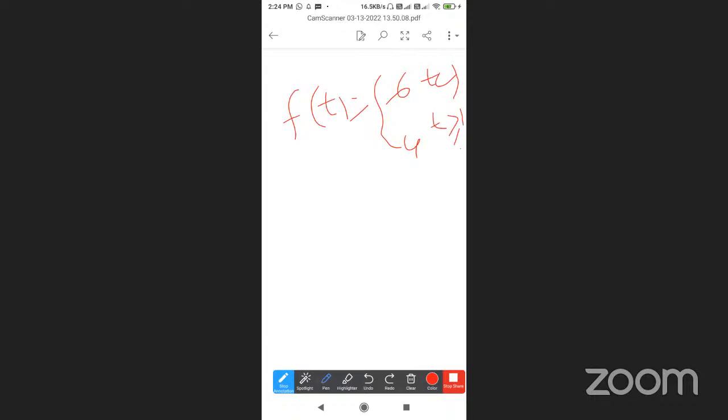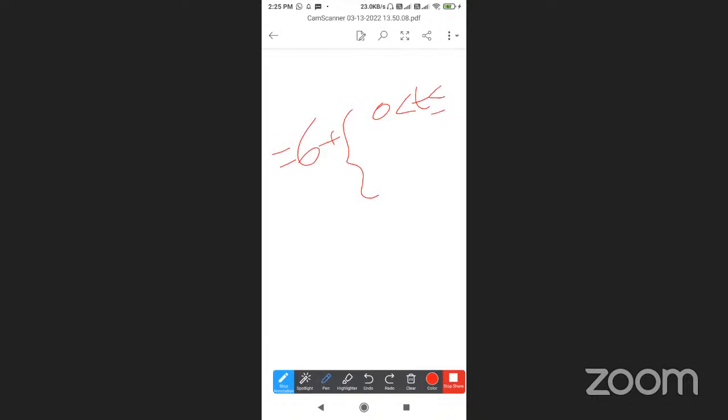Without finding the Laplace directly, apply it this way. Here you can do both of them: 6 plus 0 for t less than 3, and 6 minus 2 for t greater than or equal to 3, that is 6 plus 0 and 6 minus 2. So apply the Laplace transform of 6, plus minus 2 times the Laplace of the unit step function u of t minus 3.